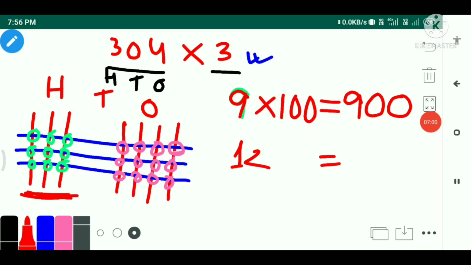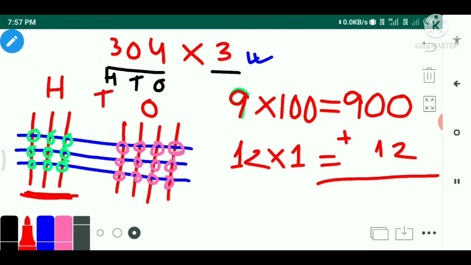So as 12 is in ones place, we'll multiply with 1. Okay, so what we got? 12. Now we'll do what? Addition. Okay, we'll add these two numbers, so this will become what? 912. Right? Like this.